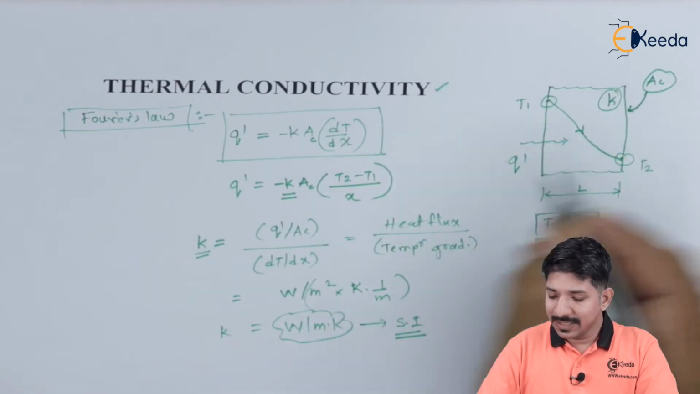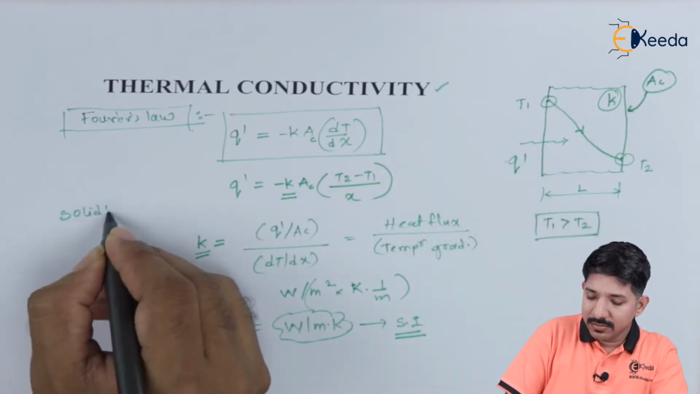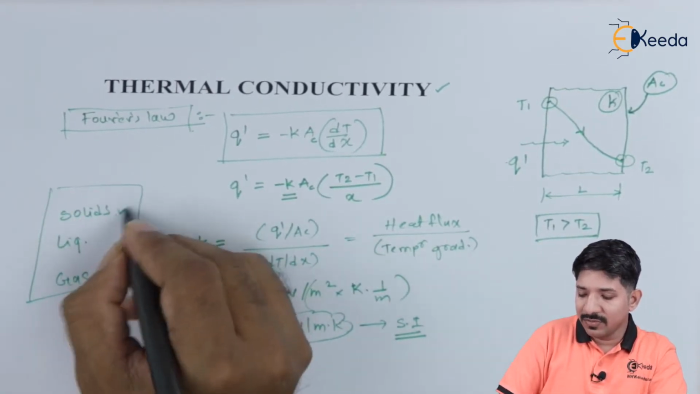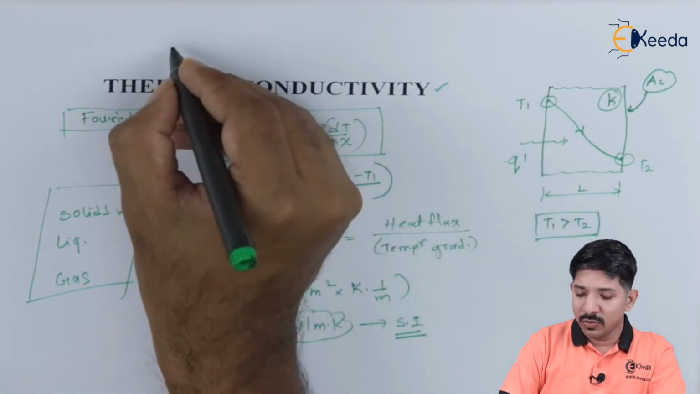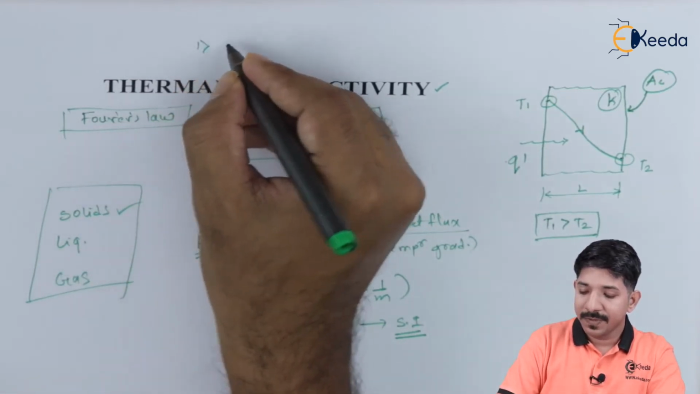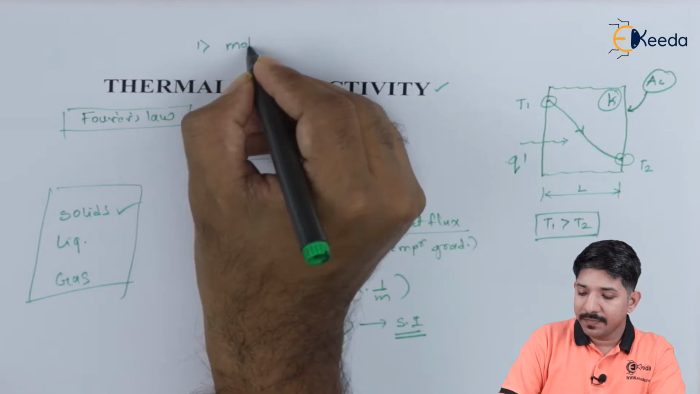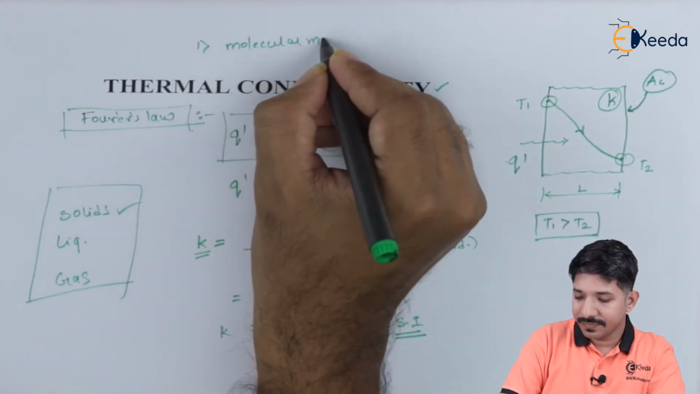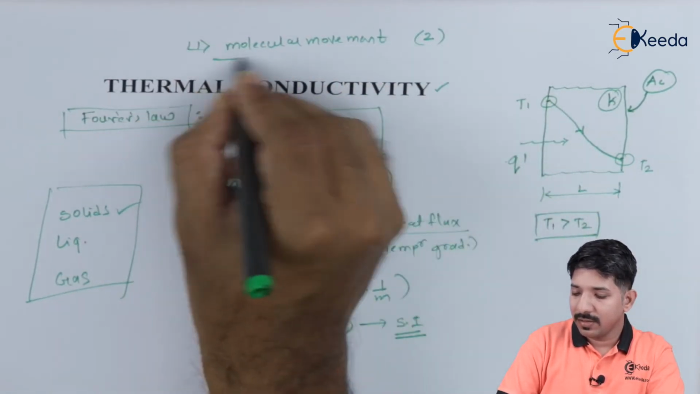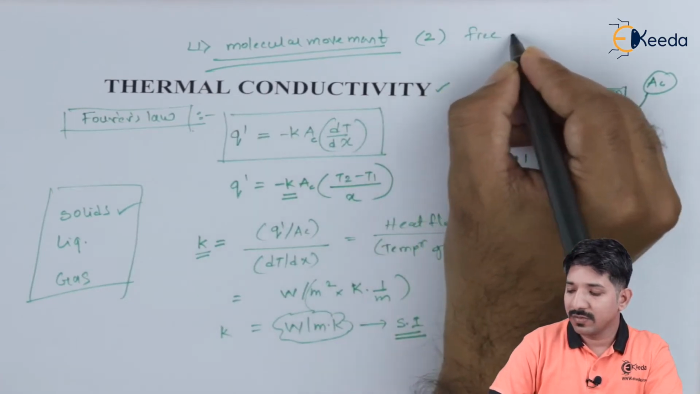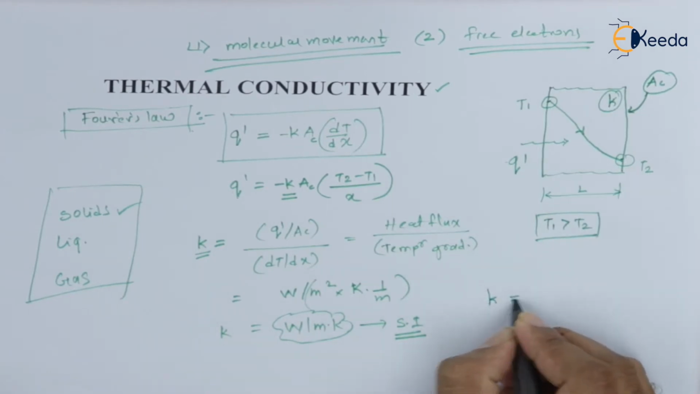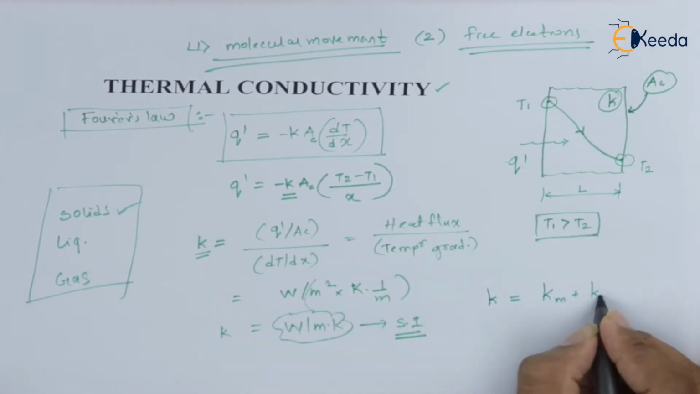Now this thermal conductivity can be given for solids, liquids and gases. So let us start with the solids. We know by the mechanism there are two ways by which the heat can be transferred by conduction in case of solid. Firstly by the molecular movement, and secondly by the free electrons. So I can again write down this K can be written as Km plus Ke.